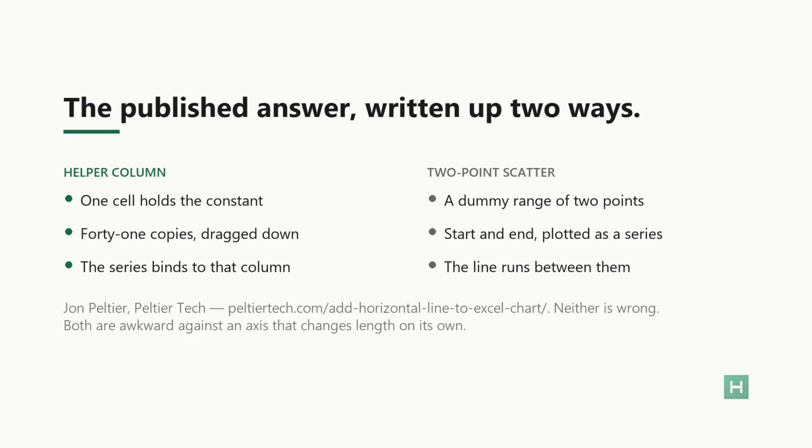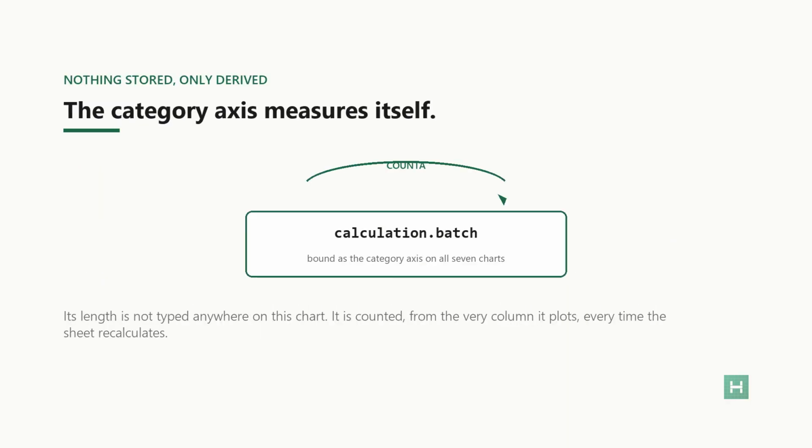John Peltier, who the Excel charting world asks when it does not know, writes it up 2 ways. One is the helper column I just built. The other is a dummy range of 2 points added as a scatter series. So the line runs from a start point to an end point, instead of being copied down the sheet. Neither is wrong, and I will not pretend otherwise.